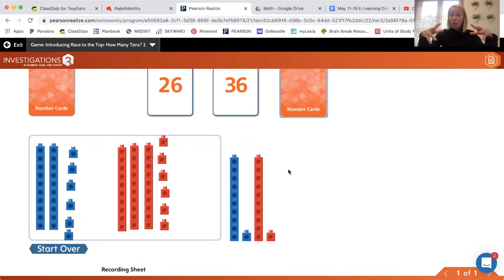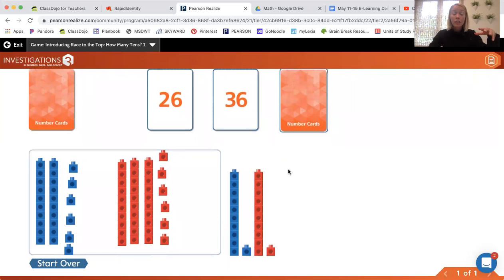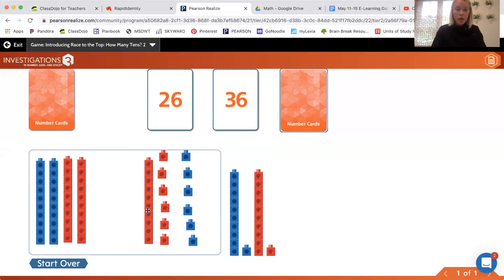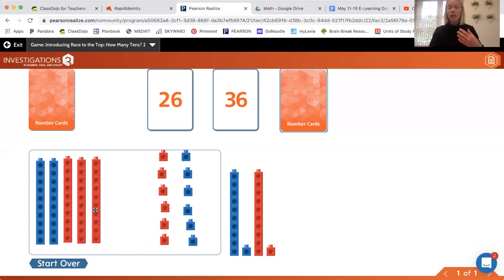Okay, now we want to add these together. For me, the easiest thing to do is to add the tens together and then add the ones. Or for this one, we could add the ones first and then the tens. We could do that. Why don't we do that? So I'm going to move all of these ones over here. Okay, so I'll add these and then I'll move these guys over here. So we have our groups of 10 over here and our ones over here.